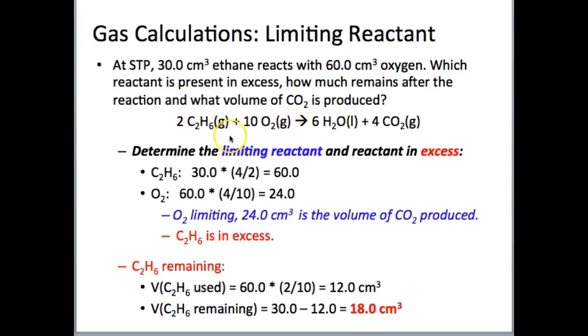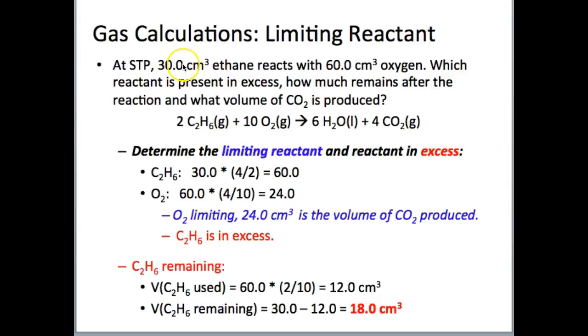So first we write out a reaction of ethane and oxygen. Water and carbon dioxide are our products. You might want to recognize at this point that it's a combustion reaction. We have ethane and oxygen as reactants, CO2 and water as products. All right, so the first step is to determine the limiting reagent, and we also want to find what's in excess.